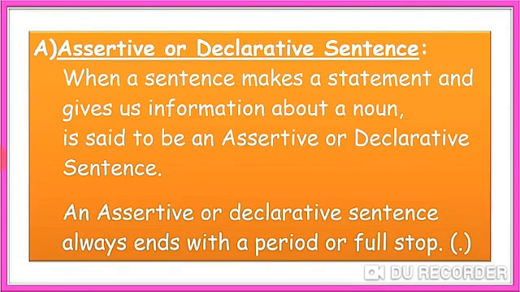Assertive sentence. An assertive sentence is also called a declarative sentence. So, when a sentence makes a statement and gives us information about a noun, it is said to be an assertive or a declarative sentence. This means that any sentence that is giving us some information, telling us something, or declaring something will be called an assertive or declarative sentence. Now, an assertive or declarative sentence always ends with a period or full stop.